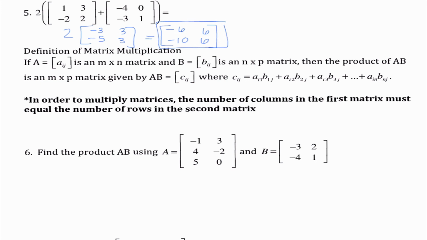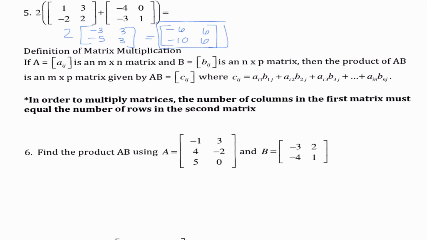So it says if matrix A is A sub ij, and matrix B is B sub ij, and this is an m by n matrix, and this is an n by p matrix, then the product AB is an m by p matrix, where the matrix is equal to all this stuff. And if you looked at your book, it seems super confusing. Okay, so let's break it down.